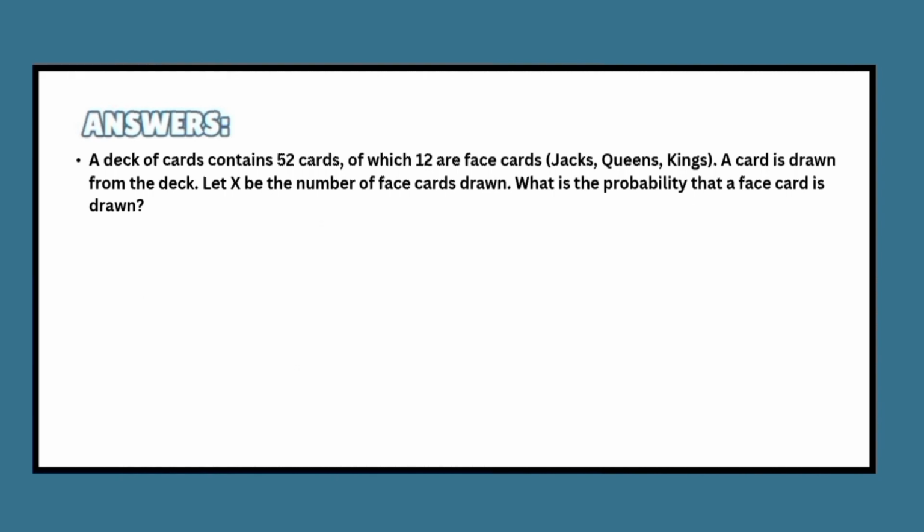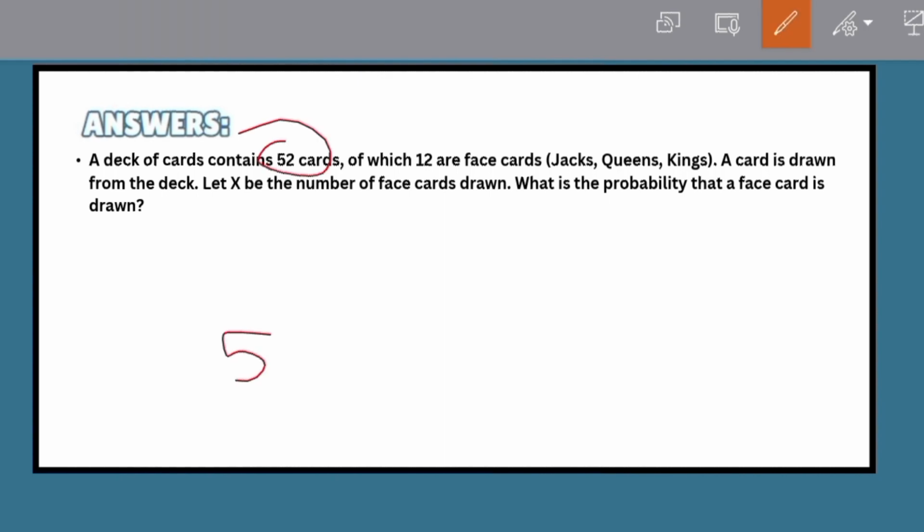So next, a deck of cards contains 52 cards, of which 12 are face cards: Jacks, Queens, Kings. A card is drawn from the deck. Let X be the number of face cards drawn. What is the probability that a face card is drawn? As we've said, there are 52 cards in total, so 52 possible events. But what we are looking for is the outcome where we get a face card, and there are 12 face cards, which means there are 12 possible events where we get a face card.